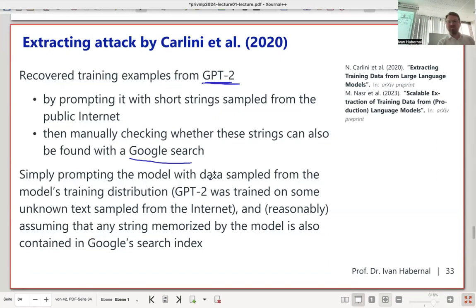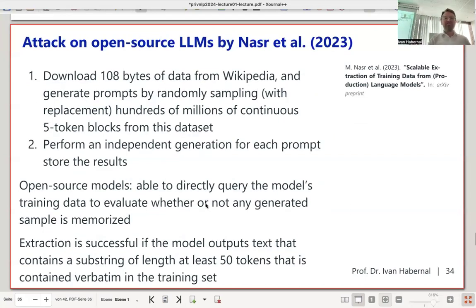So simply prompting the model with data sampled from the model's training distribution, like internet data, and assuming that any string memorized by the model is contained in the Google search index, gives you a success rate for your extraction. It's not complicated. If you have access to Google search APIs, it's faster, but it doesn't tell you the full scale of the problem. So in this paper by Nasr last year, they took the same approach, but a little bit different.